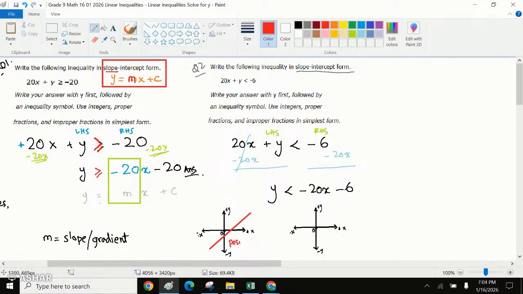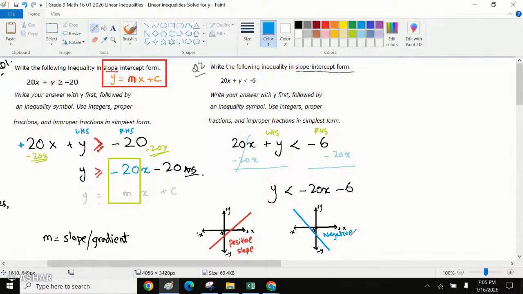Positive slope. But whenever the slope is negative, the line would be in this direction. It's going down. Positive slope means it's going upwards, it's increasing. Negative slope means it's decreasing.